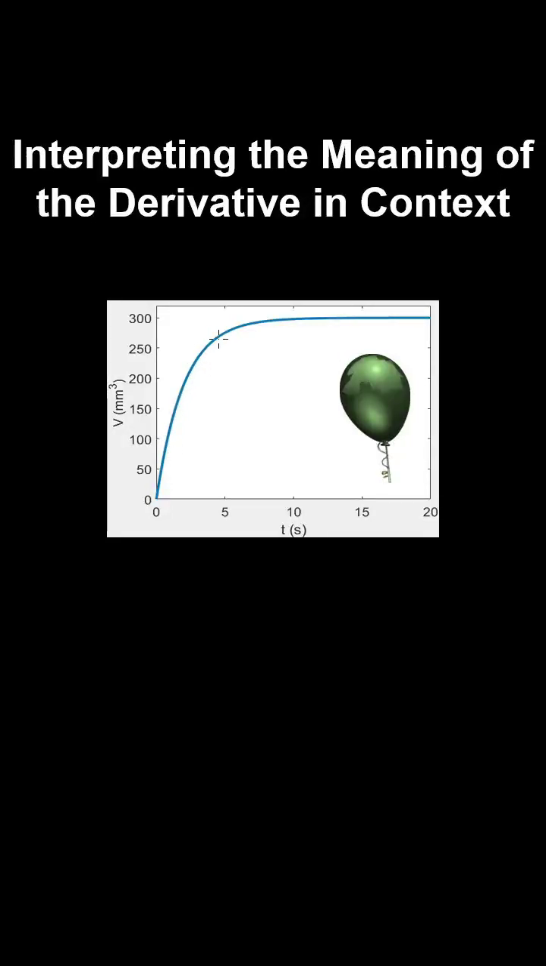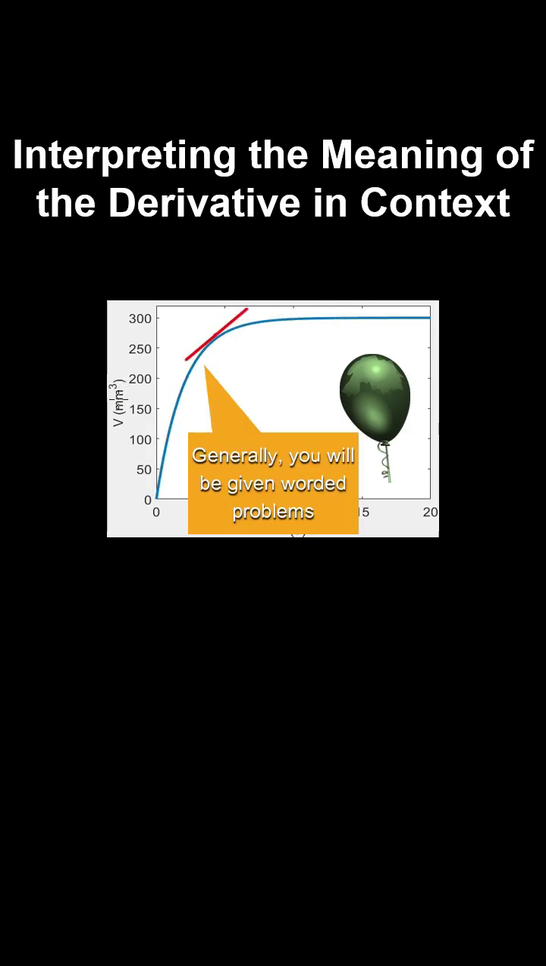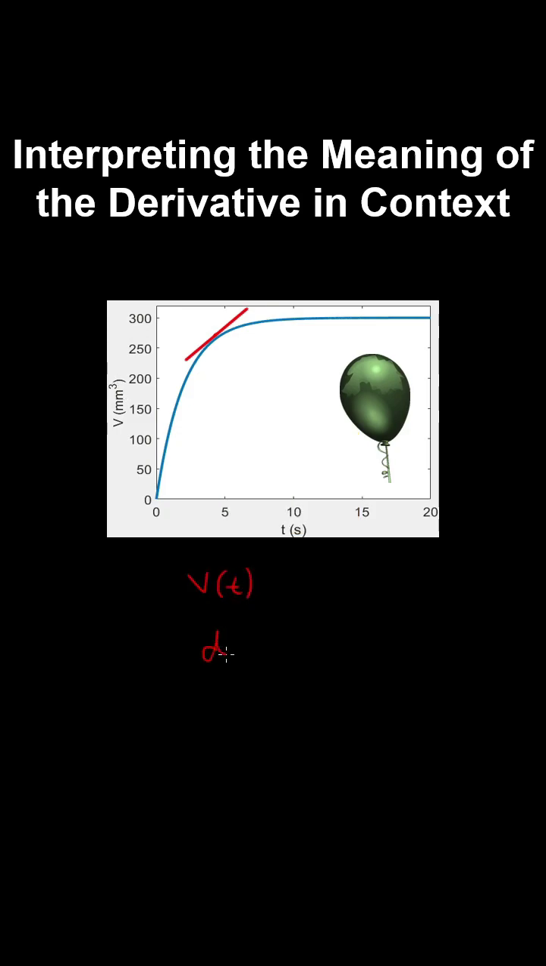The derivative can be interpreted as the instantaneous rate of change in applied context, or the slope of the tangent to the curve. So in this context, we have the volume of the balloon as a function of time, and if we differentiate the volume with respect to time, we obtain the instantaneous rate of change of the volume of the balloon at a particular time.